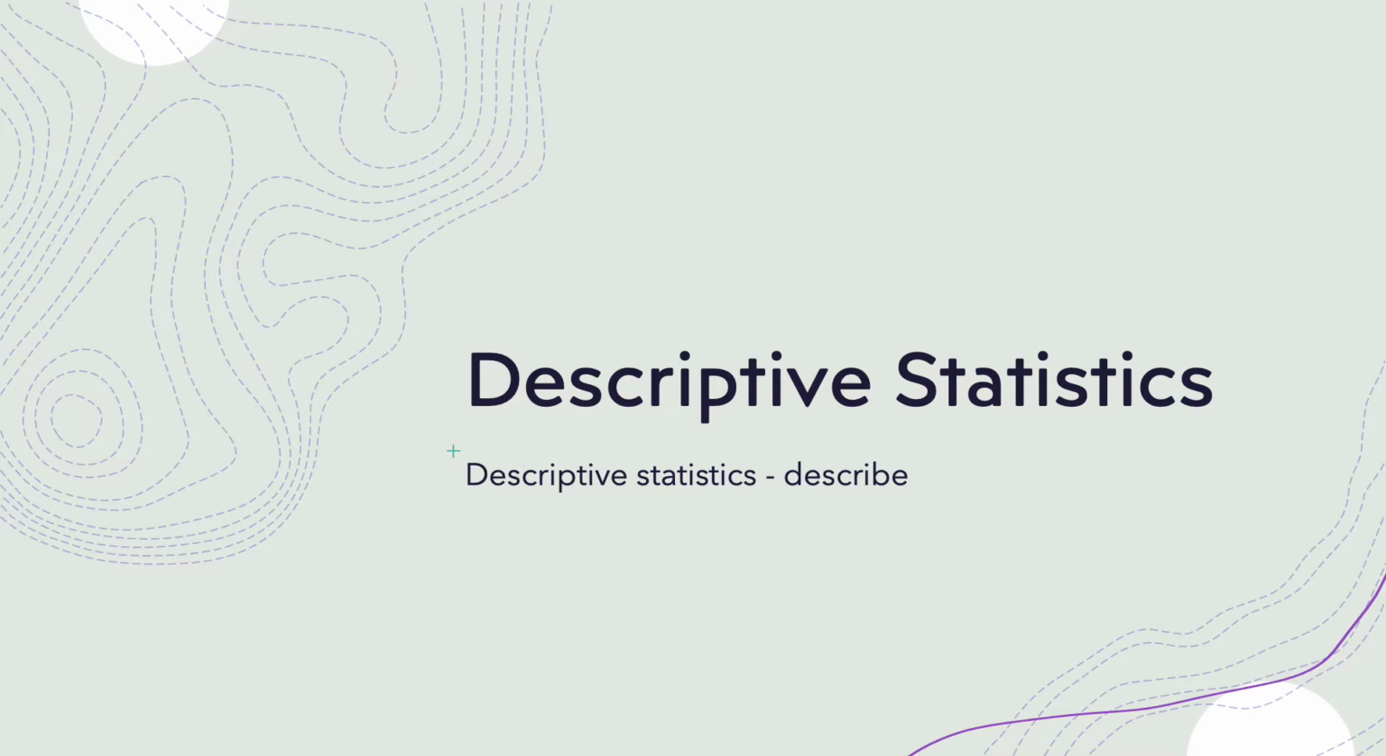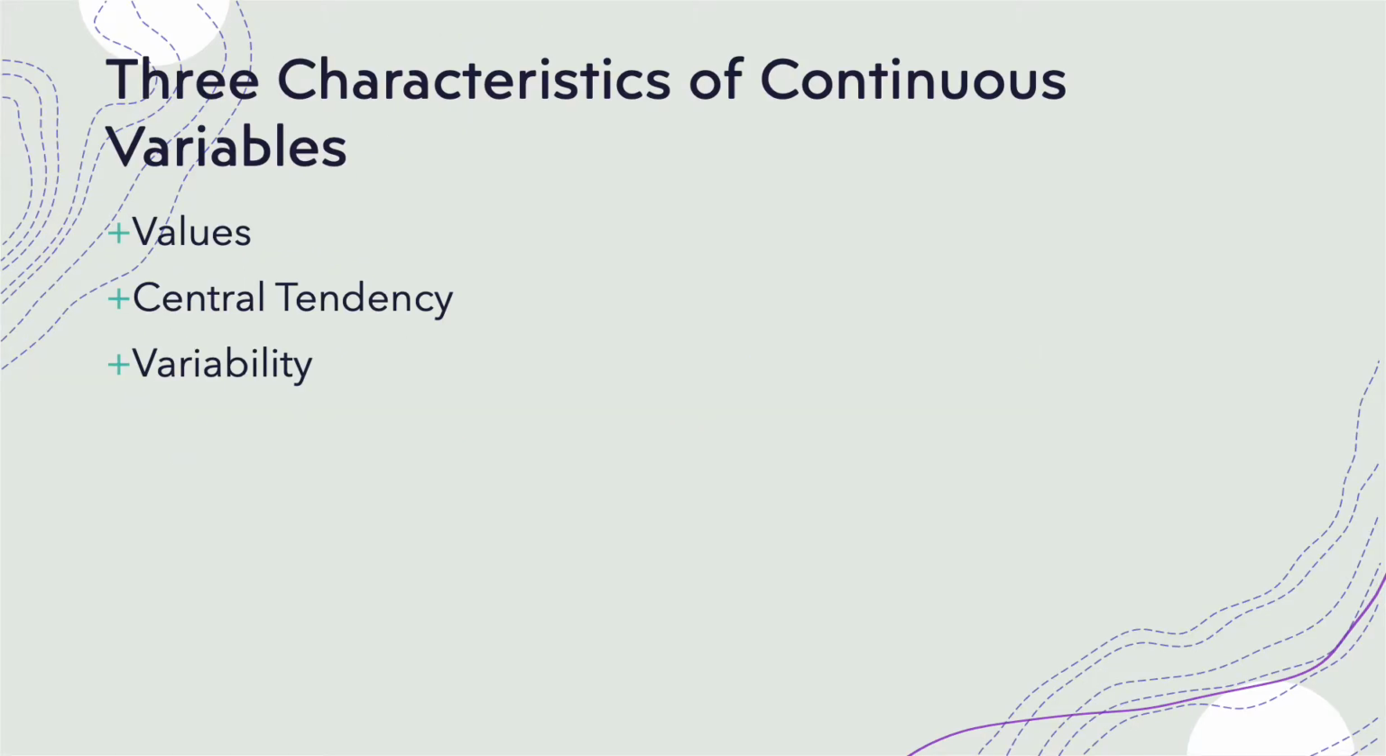Some statistics are only used to describe data, that is, descriptive statistics. We do calculations on data to make inferences about what was found and apply those findings to broader populations. This is referred to as inferential statistics. There are 3 characteristics of continuous variables: values, central tendency, and variability.